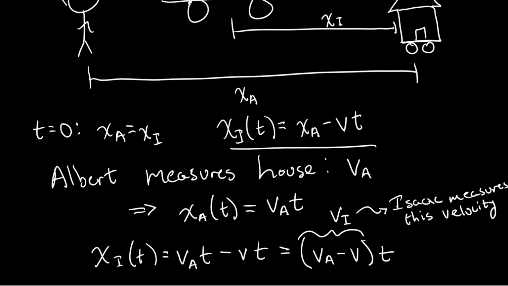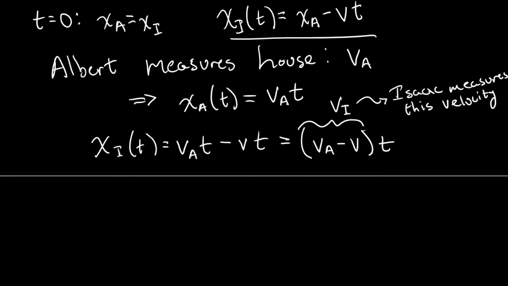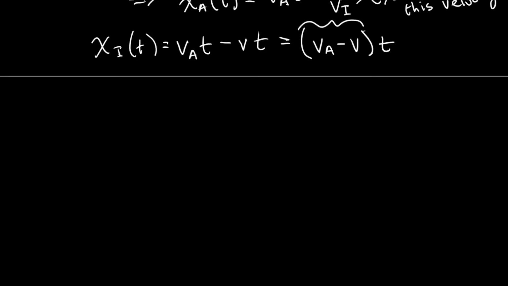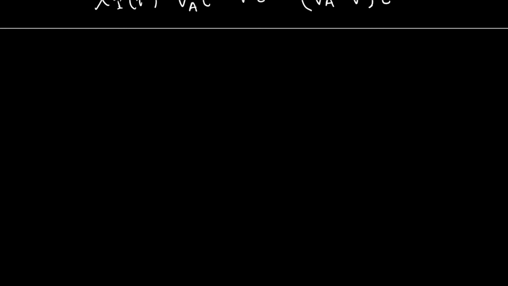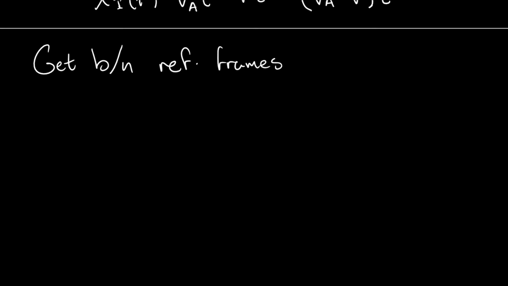So now we have a very good rule for getting between the two reference frames. So just to reiterate, we can get between reference frames by saying that any velocity that Isaac measures in his reference frame is given by the velocity that Albert measures minus their relative velocity, specifically the velocity that Albert measures Isaac moving relative to him.